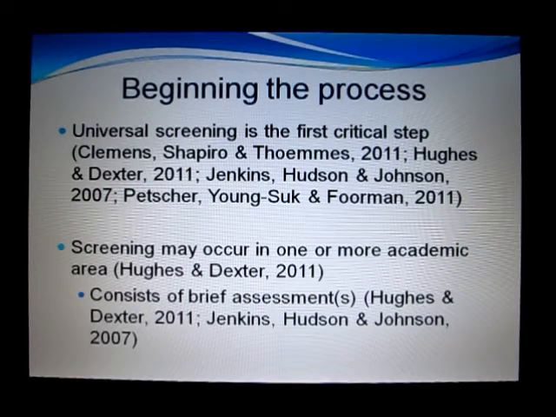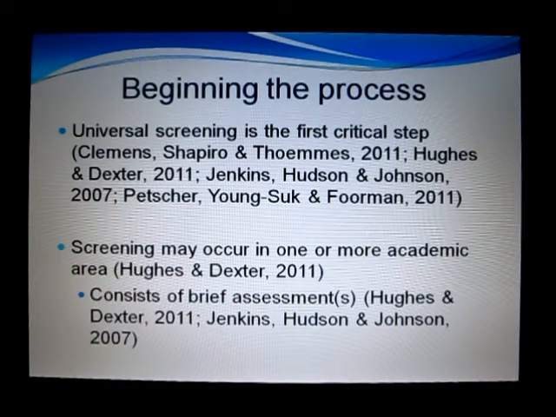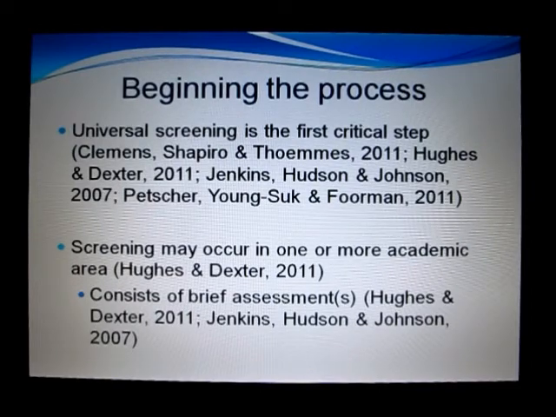Universal screening would be how you test your whole student body to determine the levels that they're currently achieving academically. The screening can occur in more than one academic area. So again, it can be done in reading, math, writing, and it consists of brief assessments. Sometimes it's one assessment, sometimes it's assessments that are brief but over a period of time. Those are called multi-measure or single measure assessments.